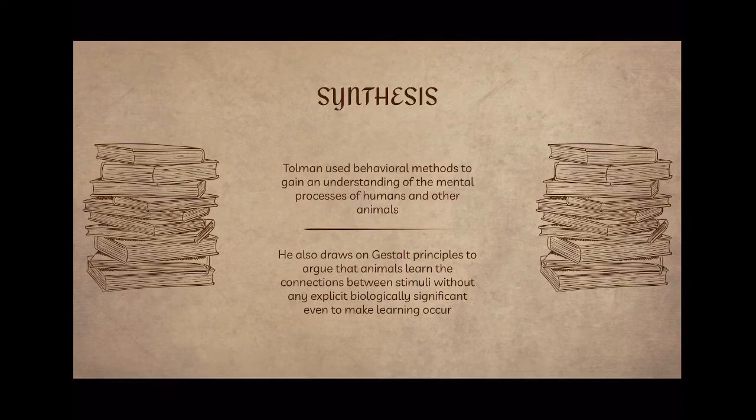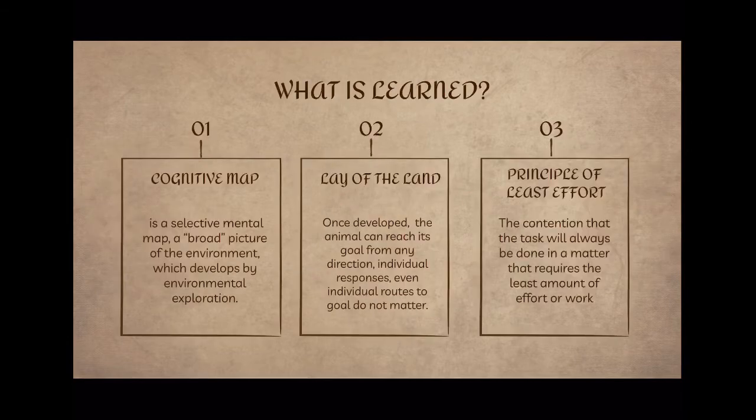Tolman used behavioral methods to gain an understanding of mental processes of humans and other animals. He also draws on Gestalt principles to argue that animals learn the connections between stimuli without any explicit biologically significant event to make learning occur. What is learned? In the cognitive map, we have a broad picture of the environment. Lay of the land is similar to road knowledge, as we know the specific layout of the cognitive map.